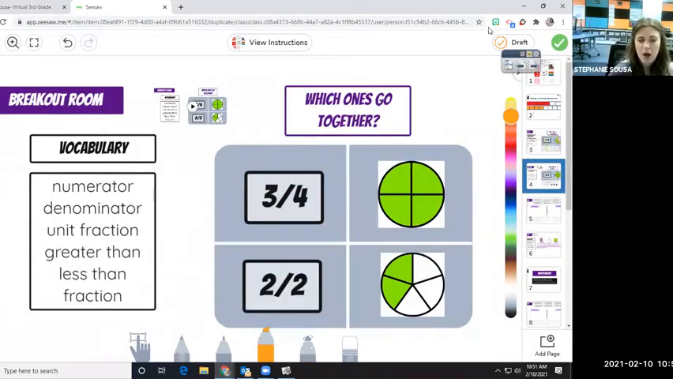Very good. All right, you're getting ready to go into your breakout room. In your breakout room, you are going to share connections that you see on slide 4, okay? So talk about the connections with your group. Tell what you notice, what is connected, what is the same, and I will hear from you when you get back.